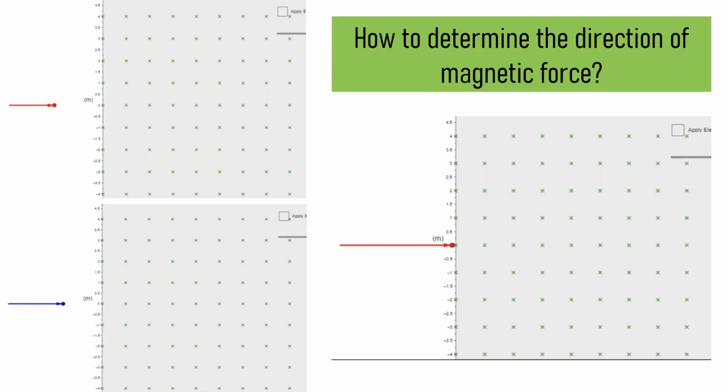We already know that the charged particle will deflect in circular path as it encounters magnetic field. The question is, can we predict the direction of the deflection? Can we know the direction of the magnetic force acting on the charged particle?